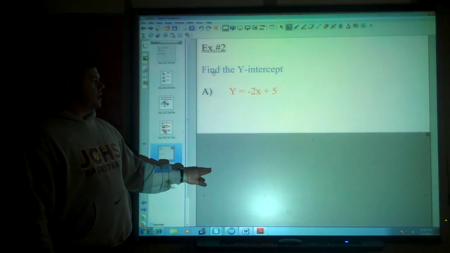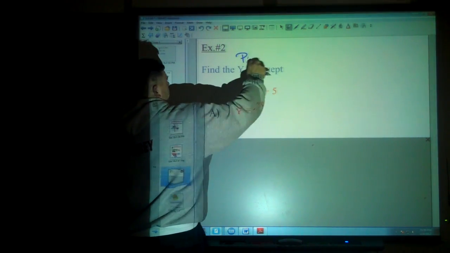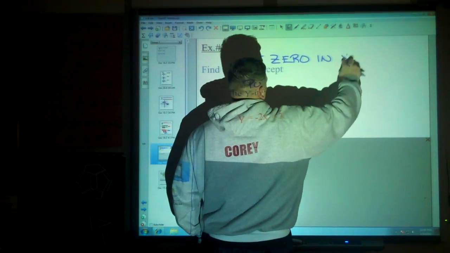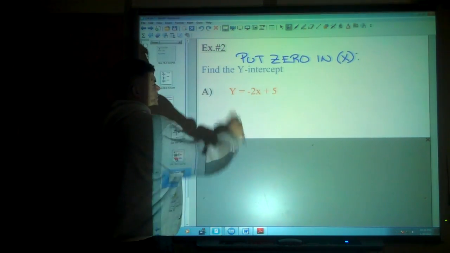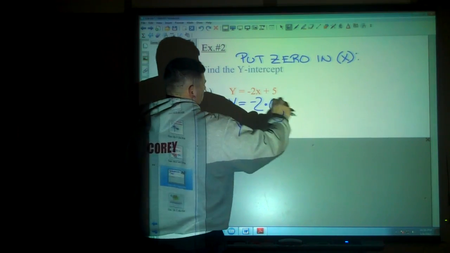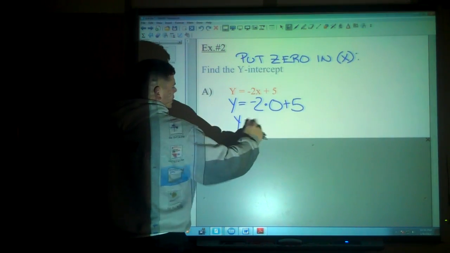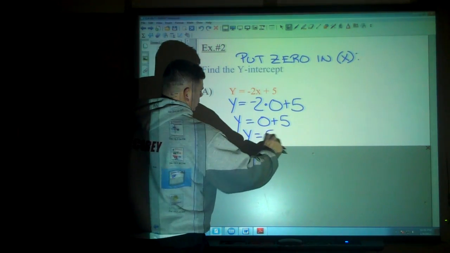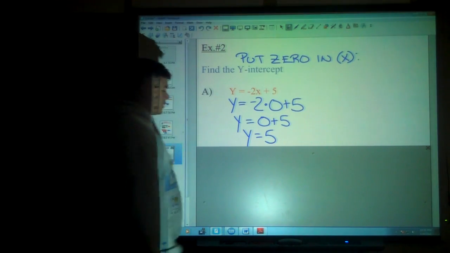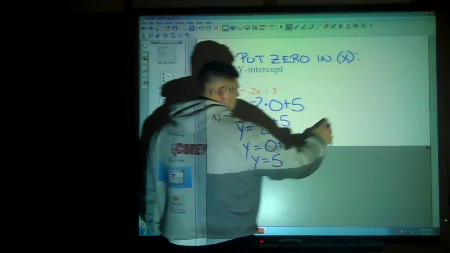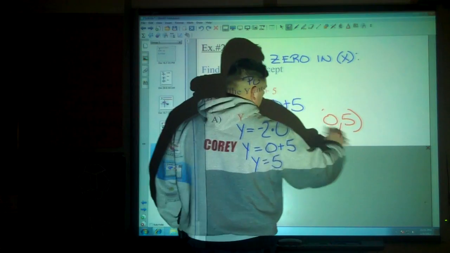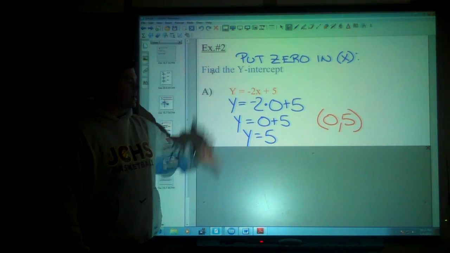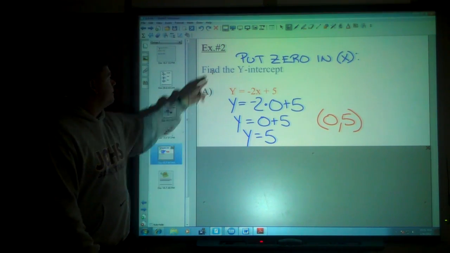Alright? What if we want the y-intercept? Put 0 in for x. Okay, y equals negative 2 times 0 plus 5, which means y equals 0 plus 5. So, y equals 5. The y-intercept is 5. Now the actual coordinate is 0 for x, 5 for y. But again, if you want y, put 0 in for x. If you want x, put 0 in for y.